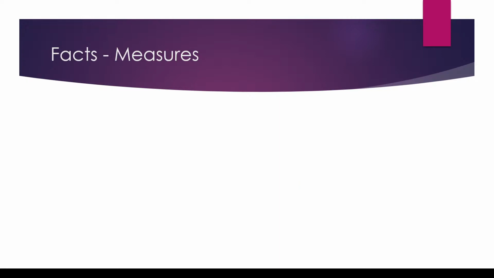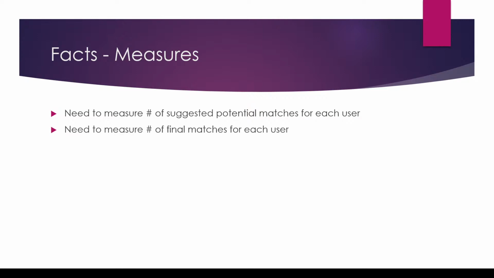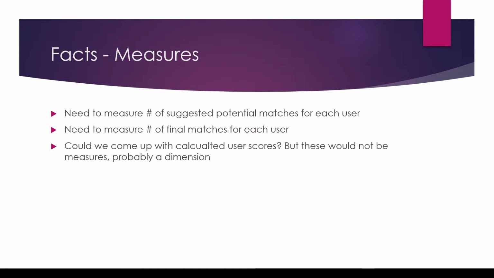So we'll start with facts, which are based on the measures. We need to measure the number of potential matches per user. We need to measure the number of final matches per user. Could we come up with some calculated user scores? I thought, would that be a fact? But that's not a fact. It's probably a dimension where we store a user score. It doesn't seem like a transaction that happens, or some action that happens. So even though it's a number, it's probably not a fact.